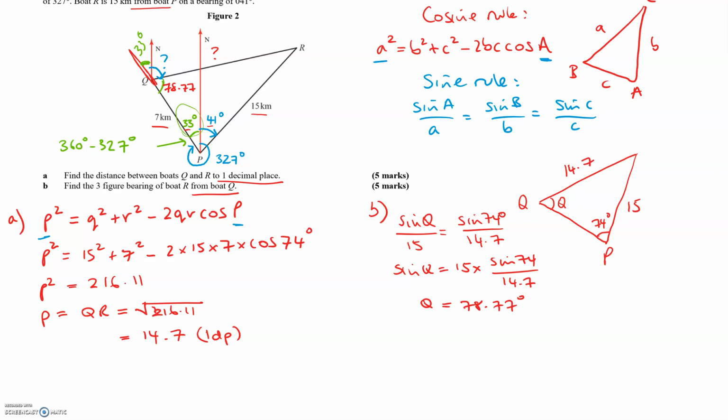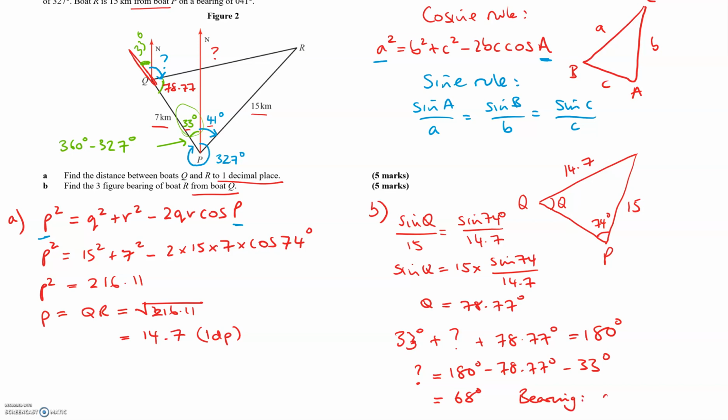I now have got everything I need to find this blue angle. Okay, so I know that my 33 degrees plus my mystery angle that I'm looking for plus the 78.77 needs to add up to 180 degrees, because they're all on a straight line. So mystery angle is 180 minus the other two, and that tells me the answer is 68 degrees. So the three-figure bearing, which is what they want, is going to be 068 degrees. Okay, that's it.